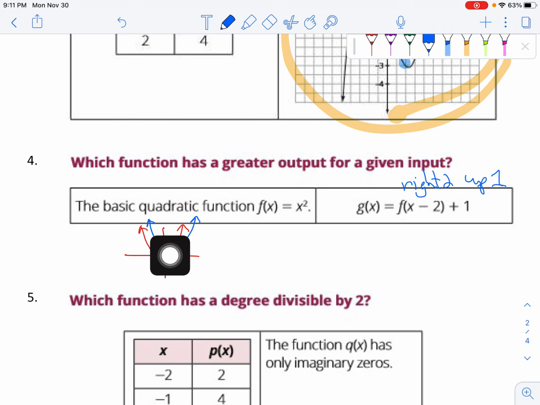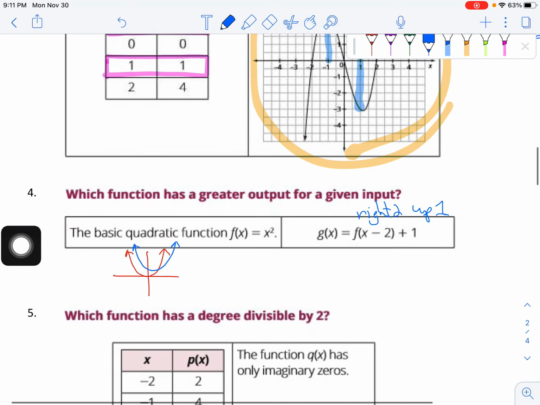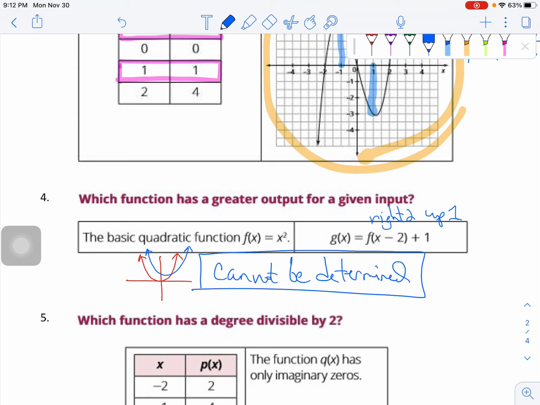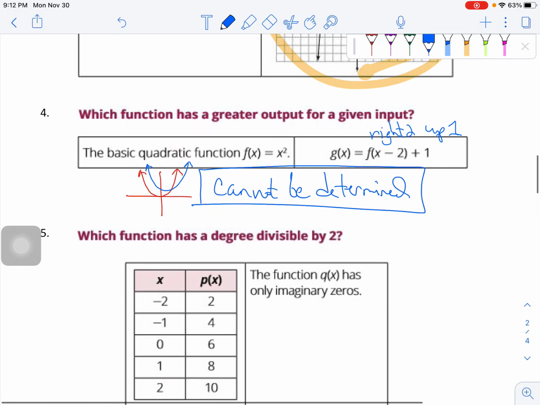Well, that's cool, but unfortunately, that's not true over here. So if I were to put in, let's say, 5, then the red curve is higher up than the blue curve is. So that means it has a greater function value, greater output. So unfortunately for problem number 4, you don't know. So this cannot be determined. All right. So unless I gave you a specific function value, you're not going to be able to figure this one out across the whole thing.